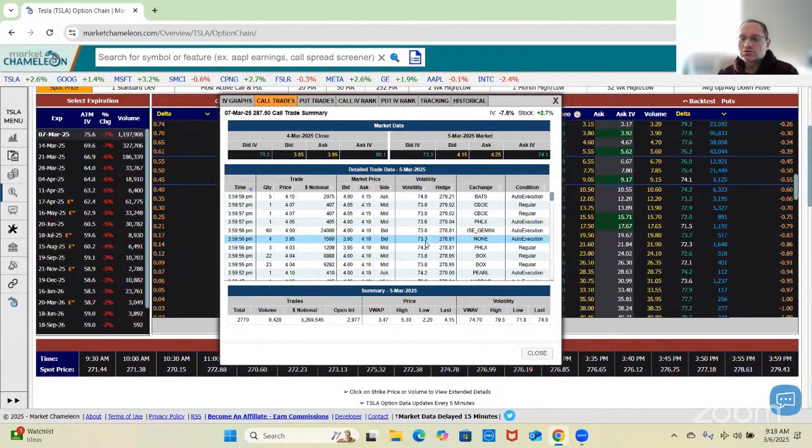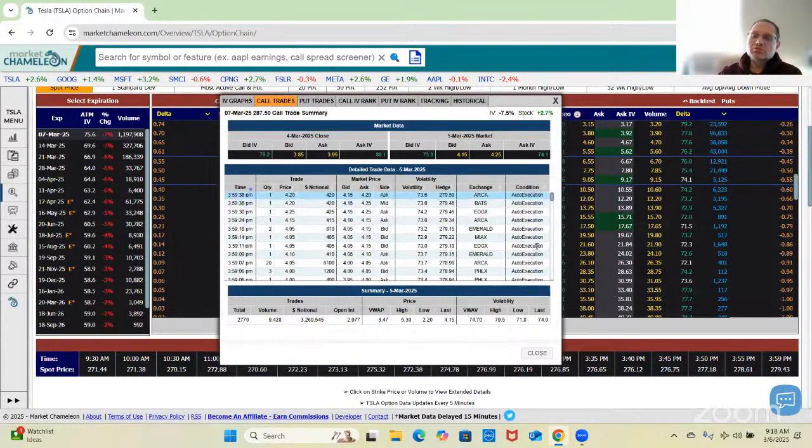So moving along, this is the condition of the trade. And the condition of the trade tells us in more detail about that particular trade and how it was executed. Okay, so this trade was auto executed. It just matched up in a matching engine on the BATS. Okay, this one was a regular trade, auto executed, but let me just point some out.